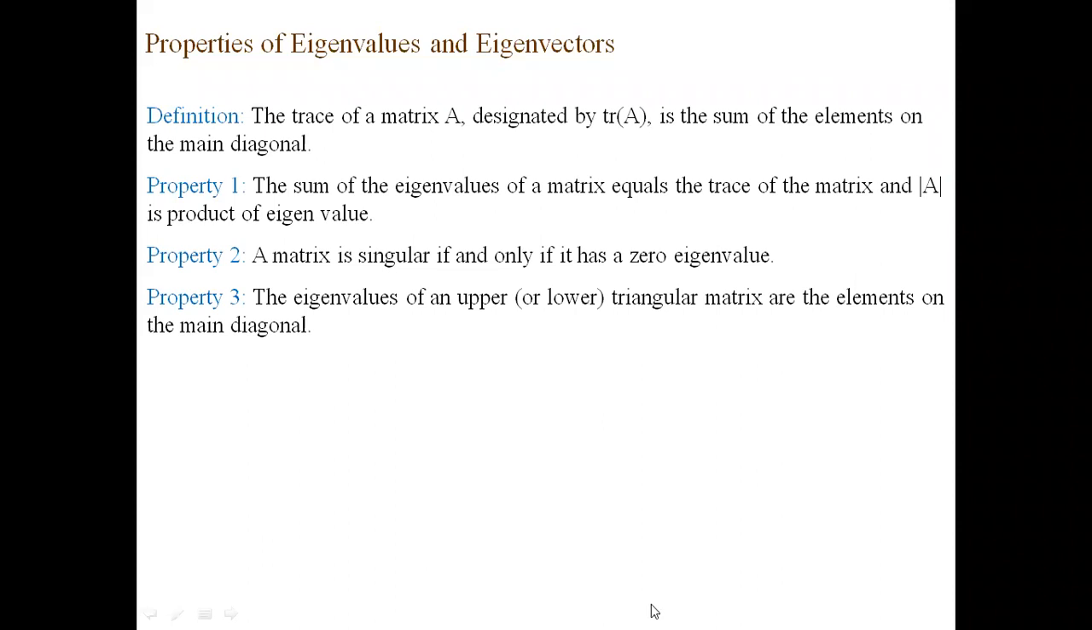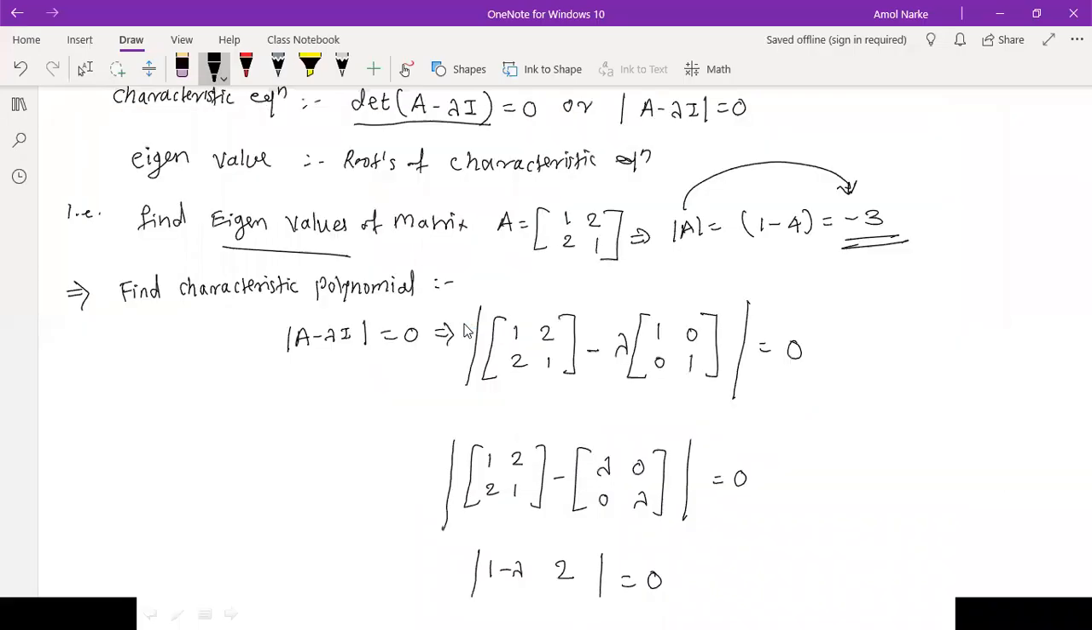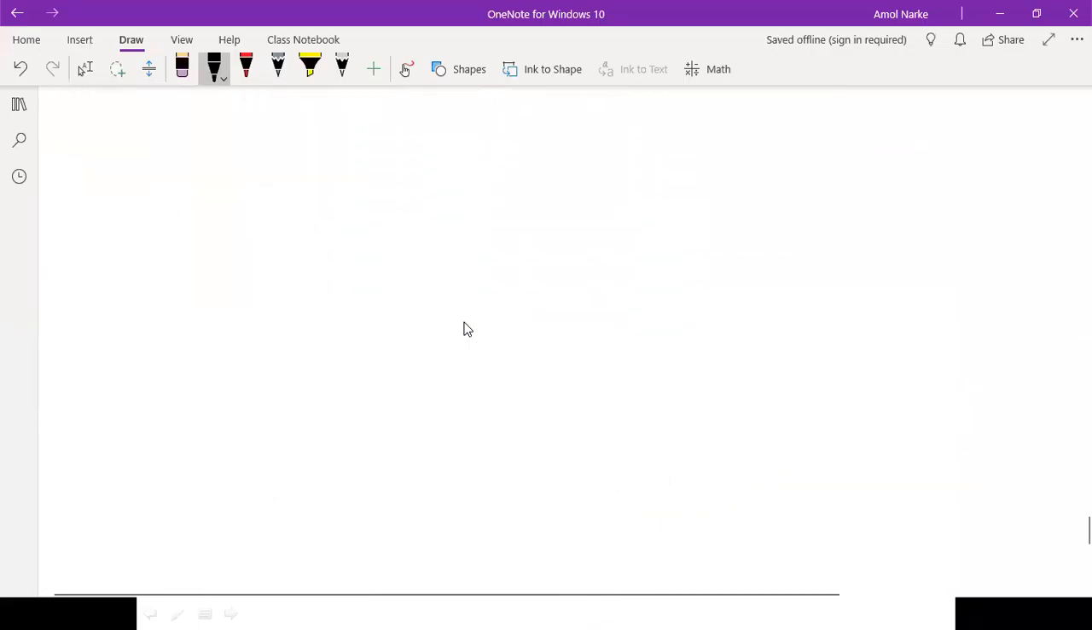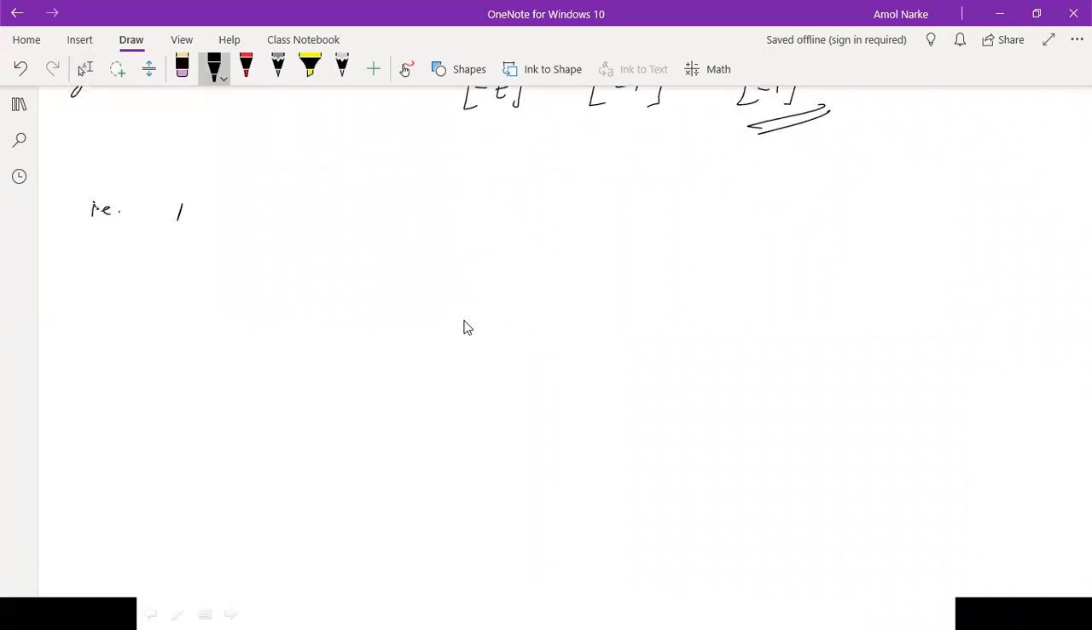The meaning of this is what? When you have an upper triangular matrix or lower triangular matrix, then its eigenvalues are the main diagonal elements. For example, suppose you have matrix A, which is 1, 2, 3, 0, 5, 7, 0, 0, 8.